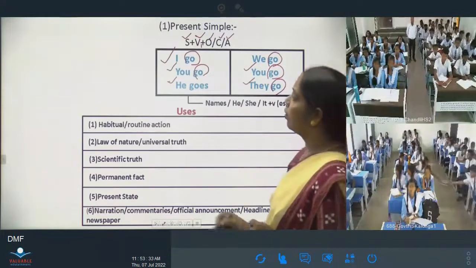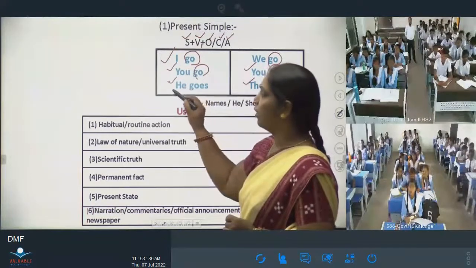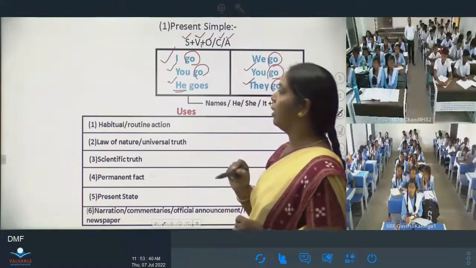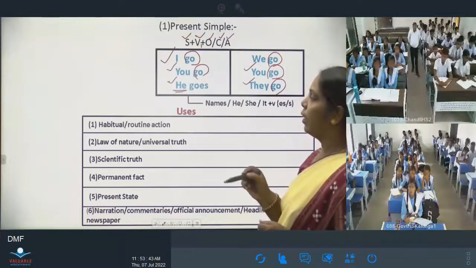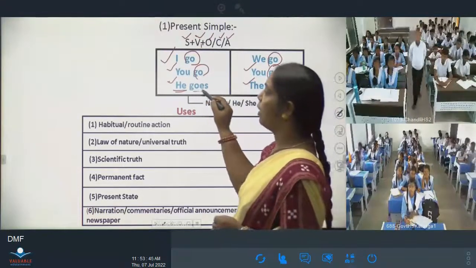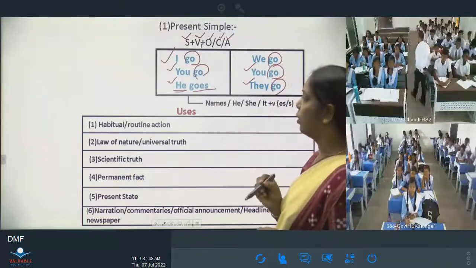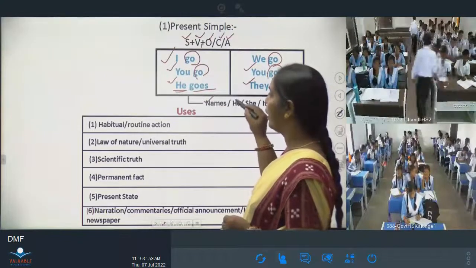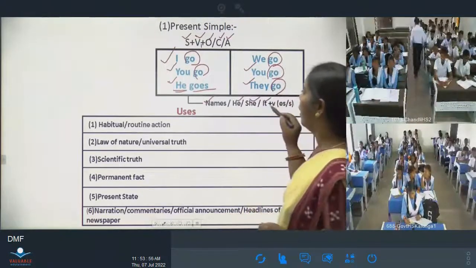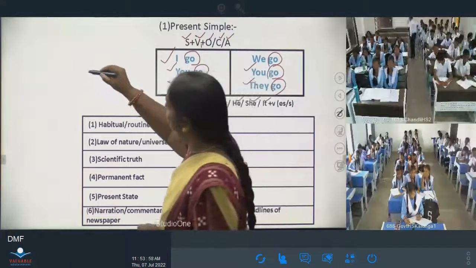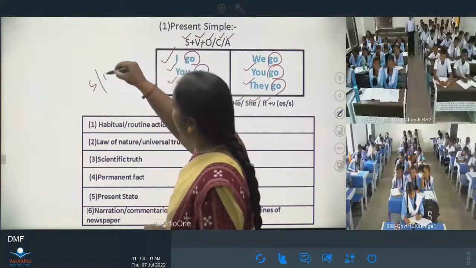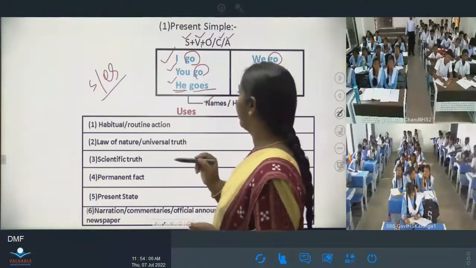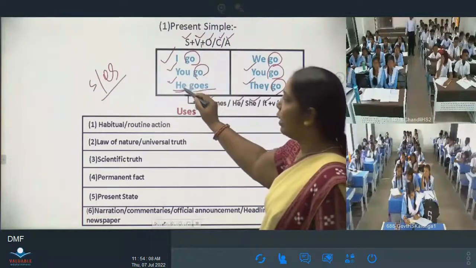But the troublemaker is here. Because in present simple tense, the verb has a special form in third person singular number. If there is any name or he, she or it, the verb will take s or es. So here we say he goes.